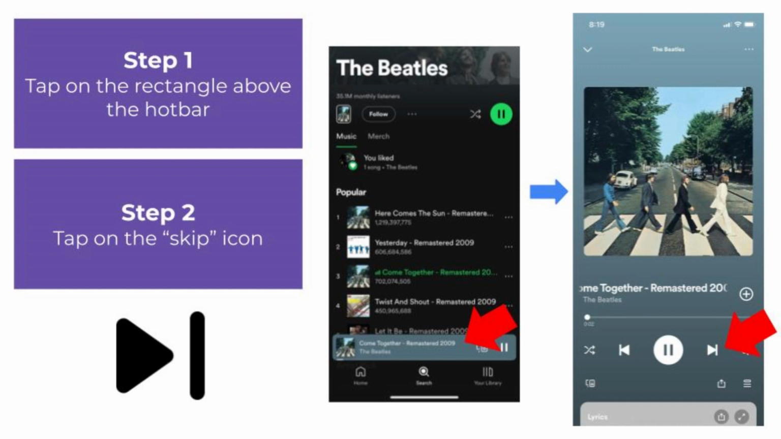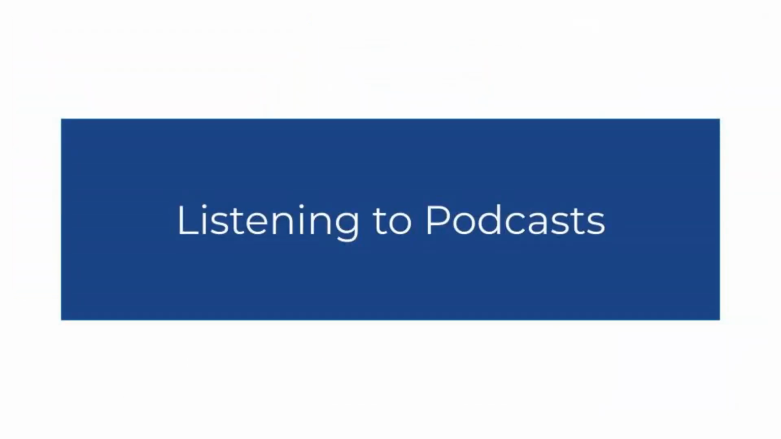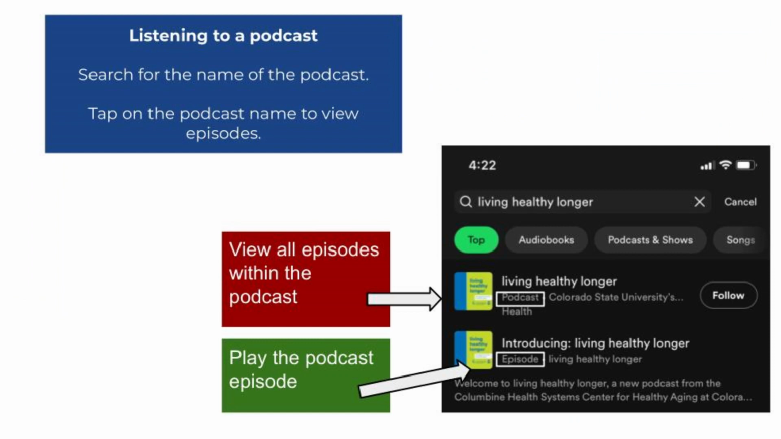If you would like to return to the other functions of Spotify, drag a finger from the top to the bottom of the screen. Next, we will talk about listening to podcasts. In the search, I have typed in a podcast called Living Healthy Longer. We can see my search generated the podcast and an episode.